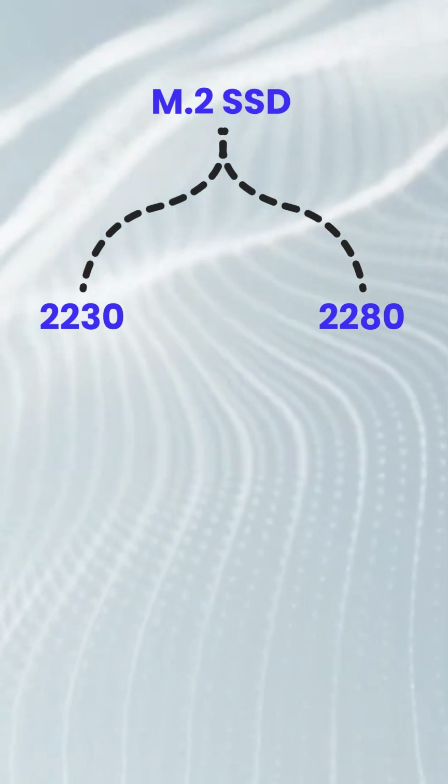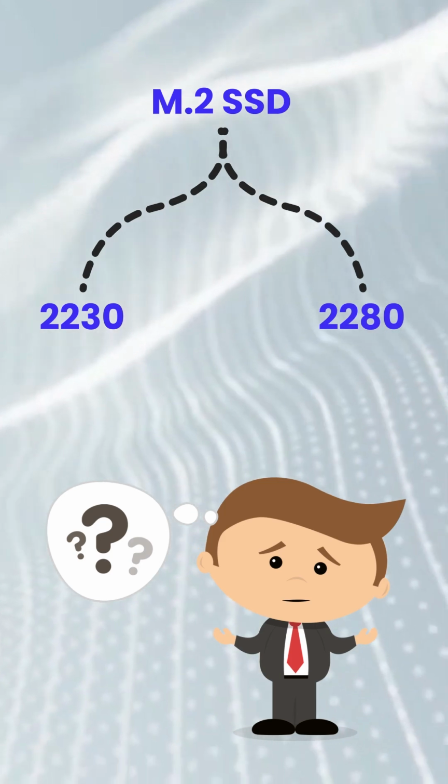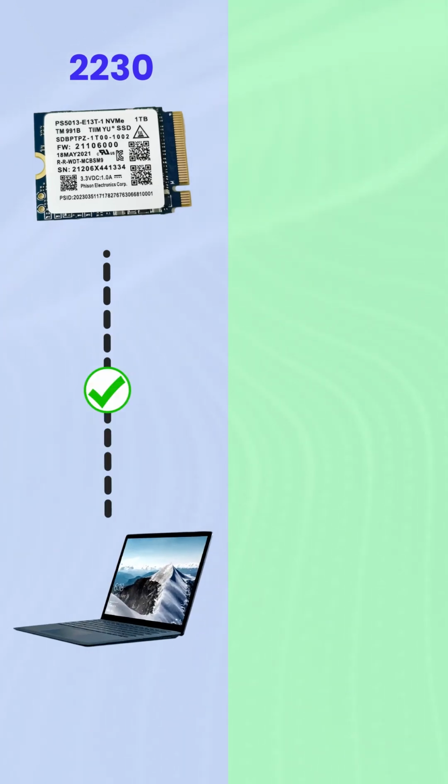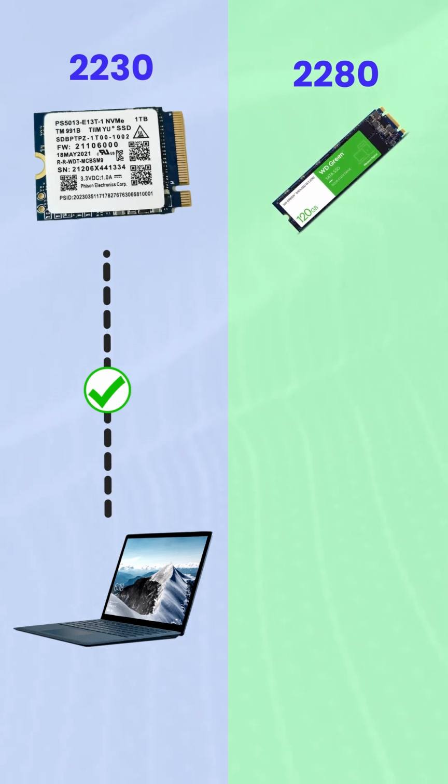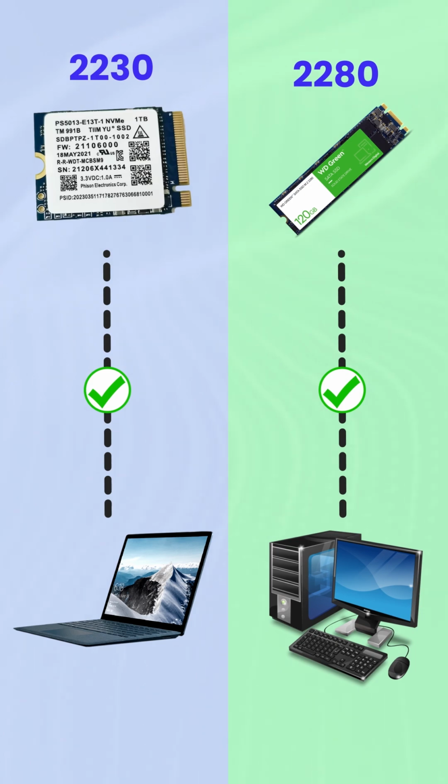M.2 SSDs come in two popular sizes, 2230 and 2280. So, which one should you pick? The M.2 2230 is compact. It is ideal for slim laptops and devices like the Microsoft Surface. Meanwhile, the M.2 2280 is longer at 80 mm. It fits larger devices like desktops and offers higher storage capacity.